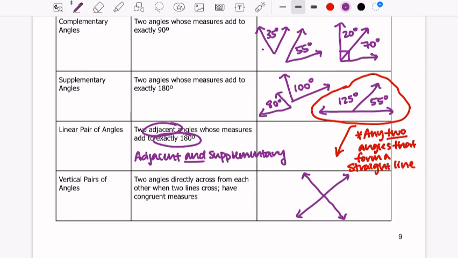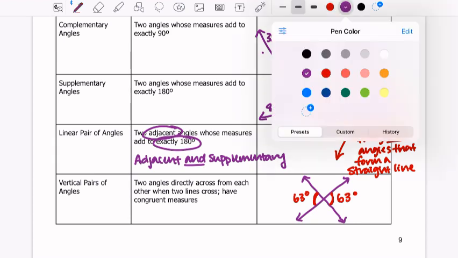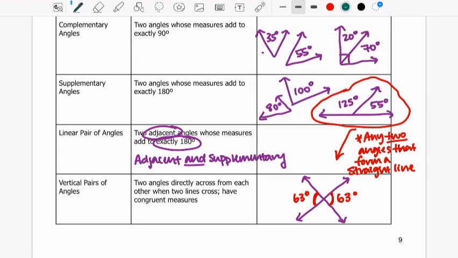So for example here, let's switch colors. If I look at this angle in here, its vertical pair is the one that is directly across from it, this one here, okay? And vertical angles are always going to have the same measure. So if this measures 63 degrees, you can bet that this angle also measures 63. Now, one thing to note is that when you have vertical angles, the other angle pair that's next to it is also going to be vertical.